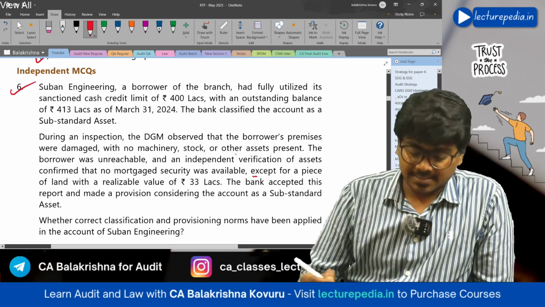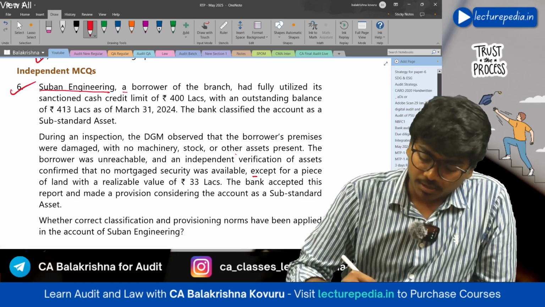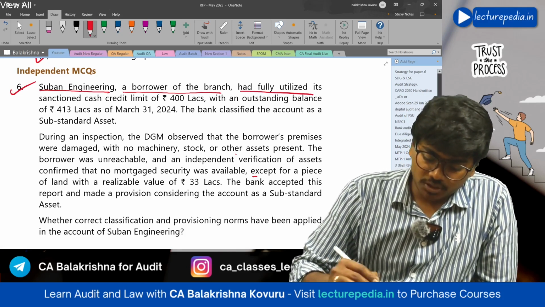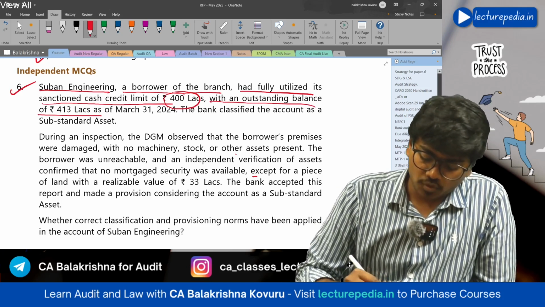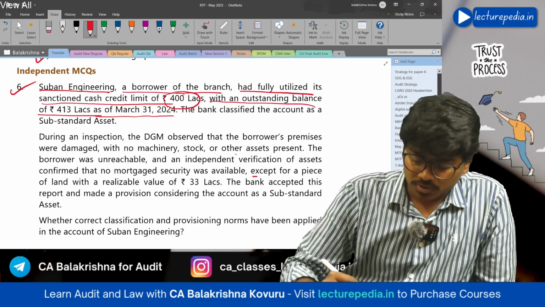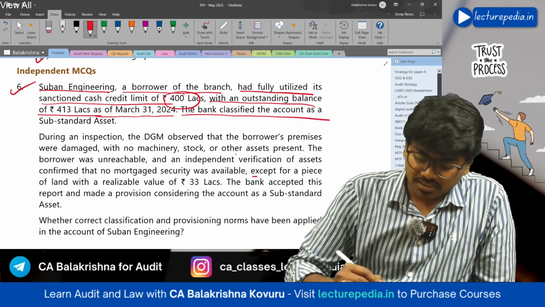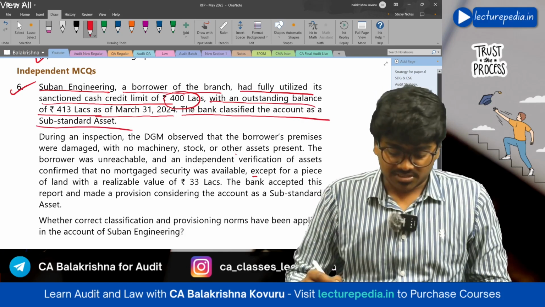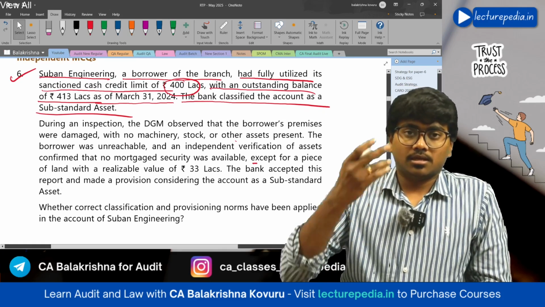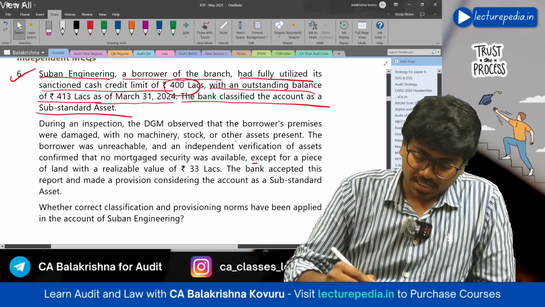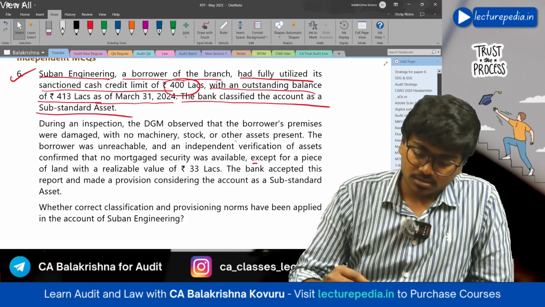MCQ number 6. Subhan Engineering, a borrower of the branch, had fully utilized its sanctioned cash credit of 400 lakhs with an outstanding balance of 413 lakhs as of March 31, 2024. The bank classified the account as substandard asset. Okay, outstanding amount is more than the sanctioned credit, and that account is classified as substandard asset.